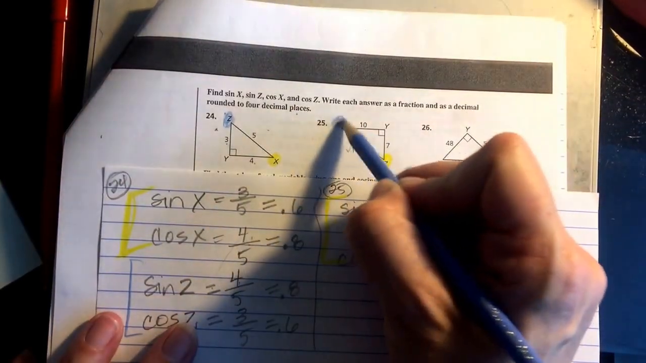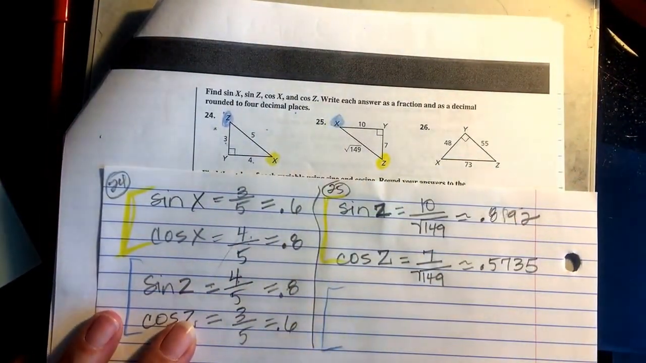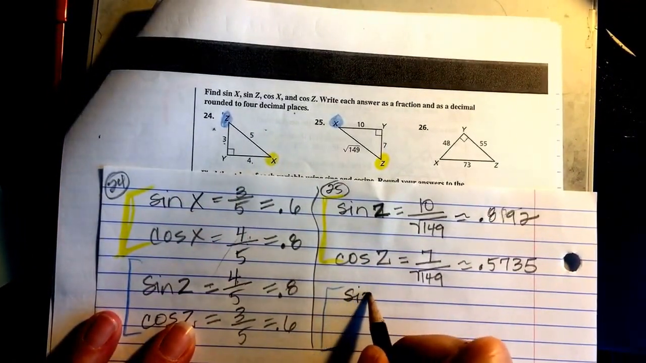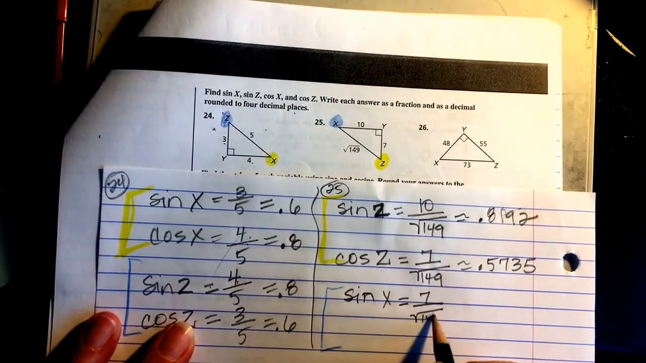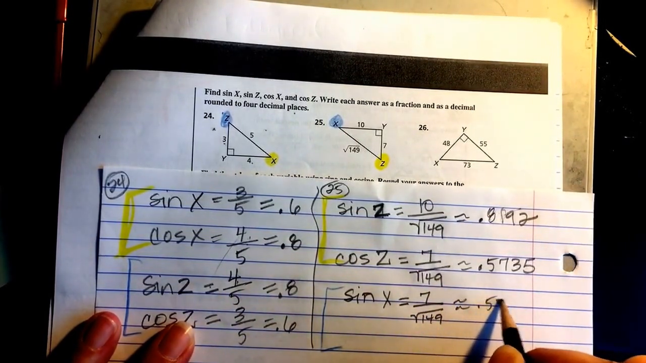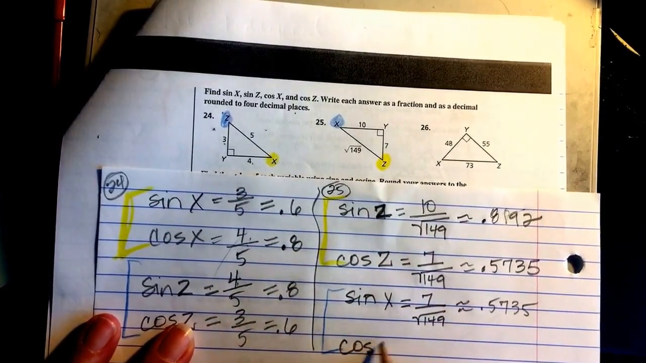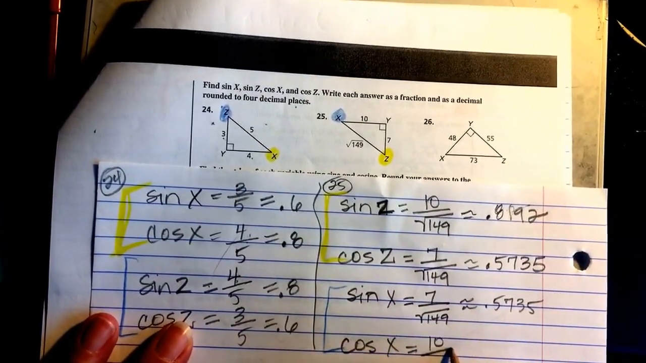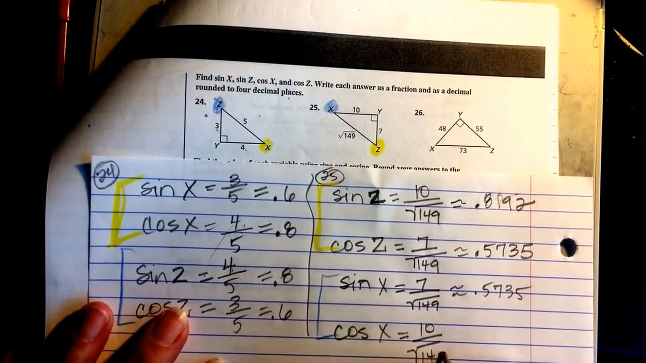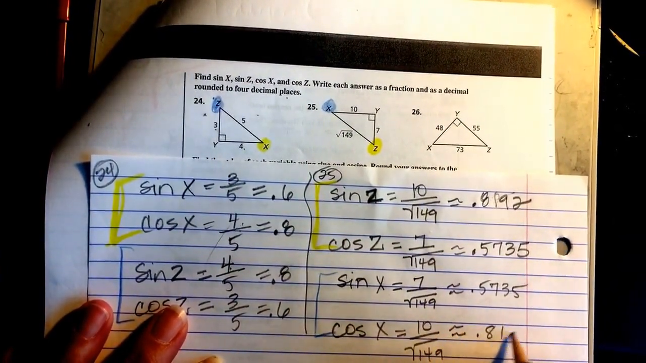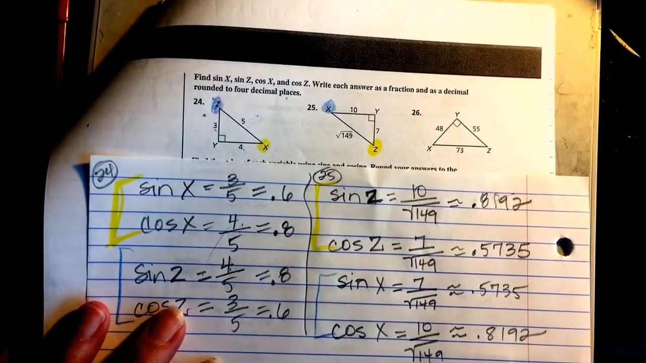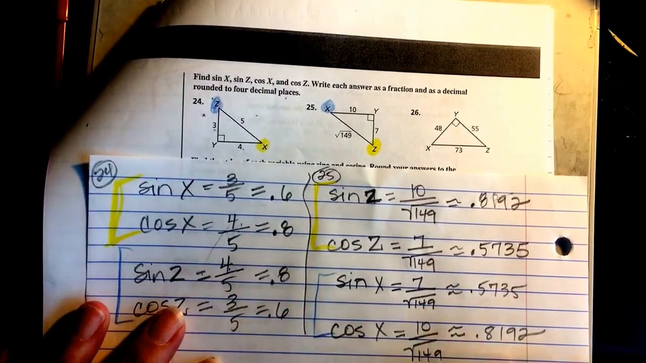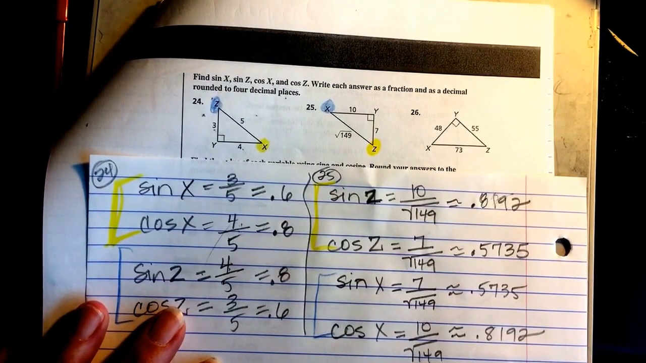When I go in at the other angle, angle X, sine of X is going to be the same as the cosine of Z, 7 over root 149. Cosine of X is going to be the same as the sine of Z, 10 over root 149, 0.8192 there. So once we find one pair, for the other angle, sine is the cosine of the other angle, and cosine is the sine of the other angle.